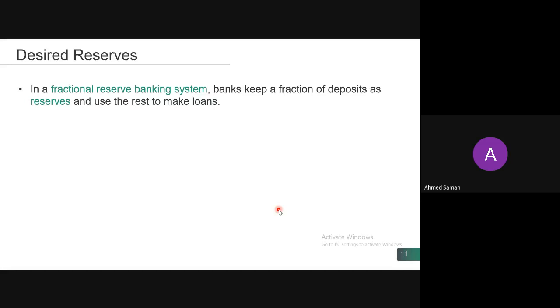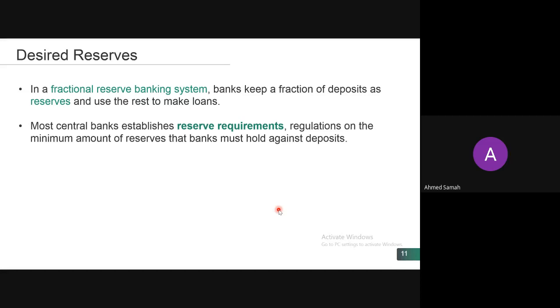Most central banks establish reserve requirements, which are regulations on the minimum amount of reserves that banks must hold against deposits. In Sri Lanka, there is a reserve requirement called the minimum reserve requirement that banks have to keep. Currently it's at 7.5%. That means the banks have to keep 7.5% of their total deposits as the minimum reserve with the central bank.